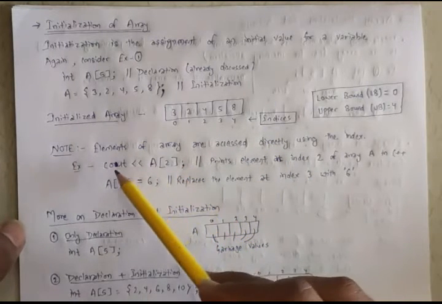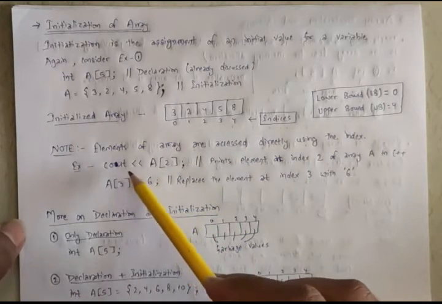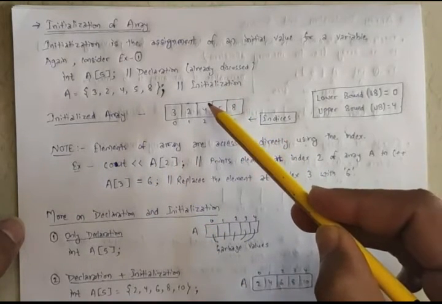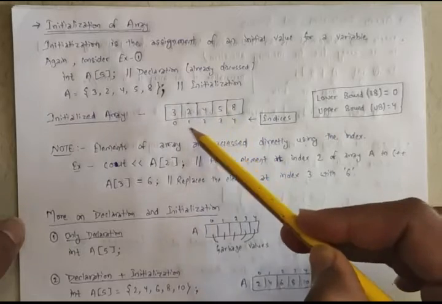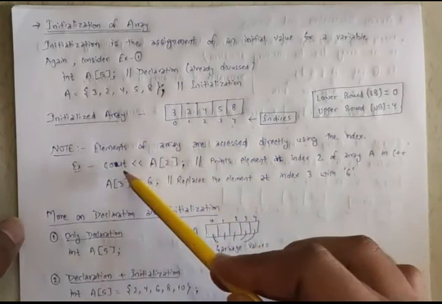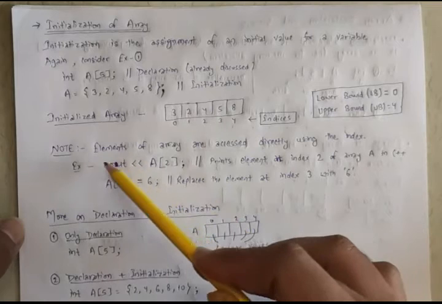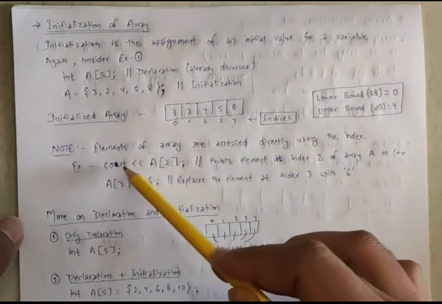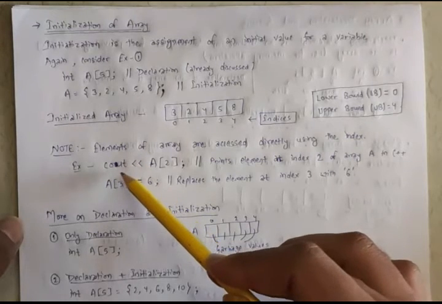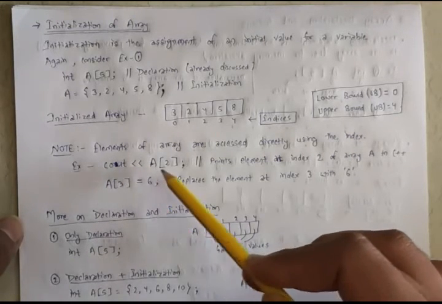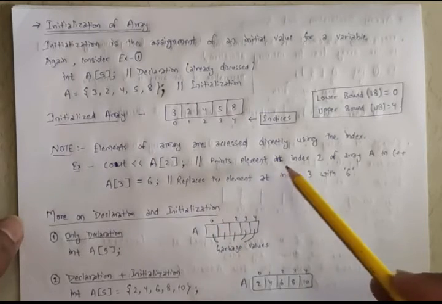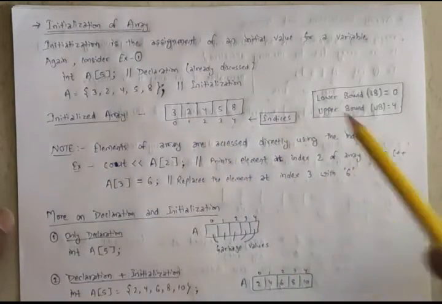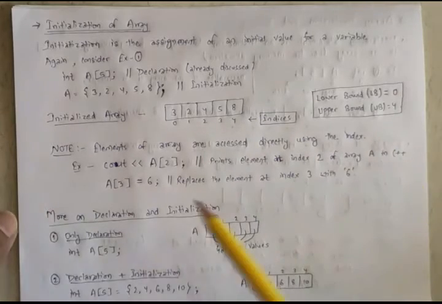For example, let's suppose we want to print the element at the second index. We can say cout A[2]. This cout is a statement for printing anything in C++. So cout A[2] would print the element at index 2 of this array.